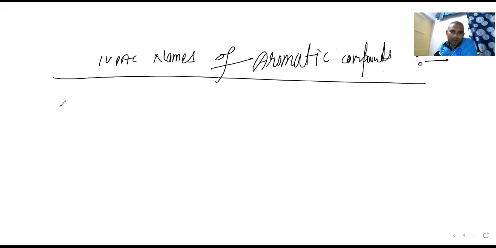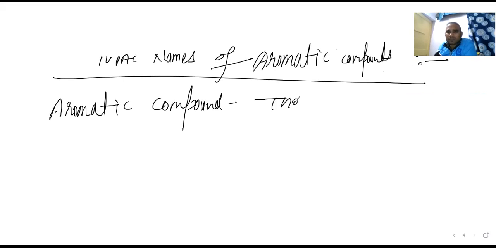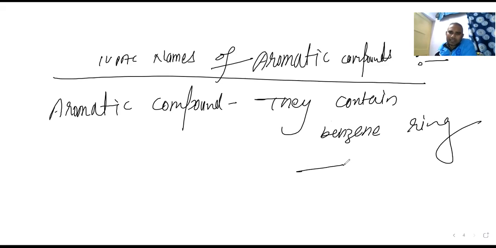First of all, you should know what an aromatic compound is. Aromatic compounds contain at least a benzene ring. Simply write that they contain a benzene ring. What is the benzene ring? This is the benzene ring, where alternate single and double bonds are there.